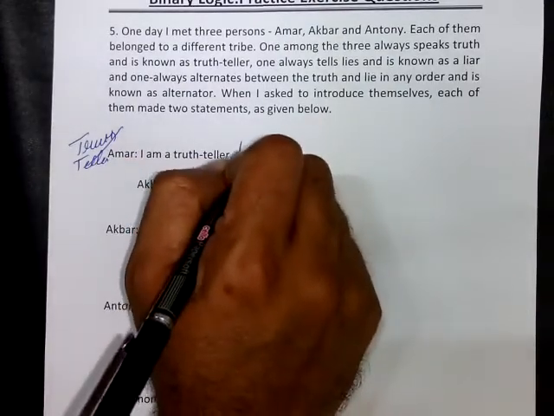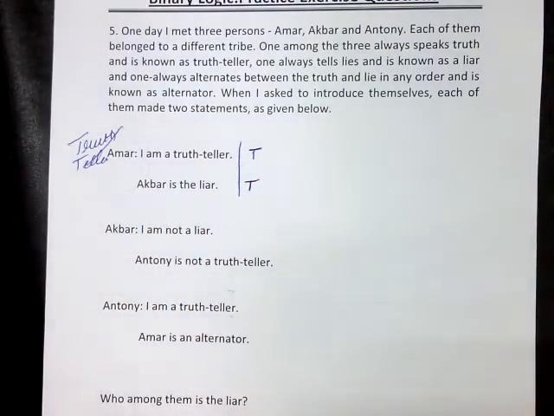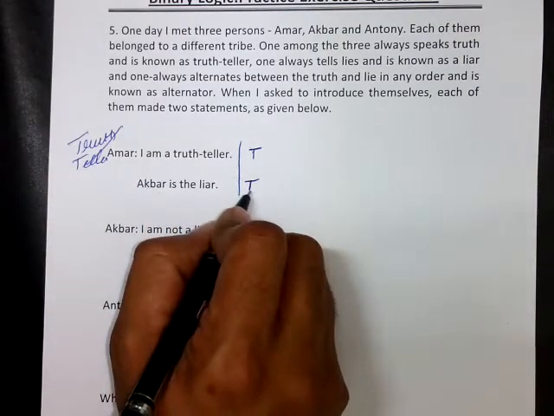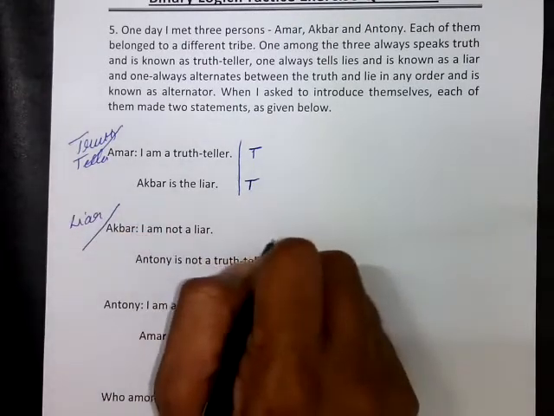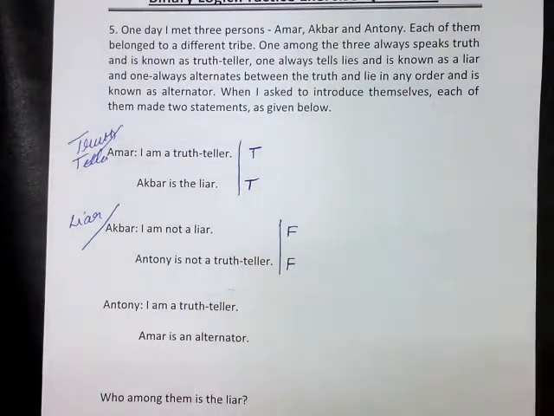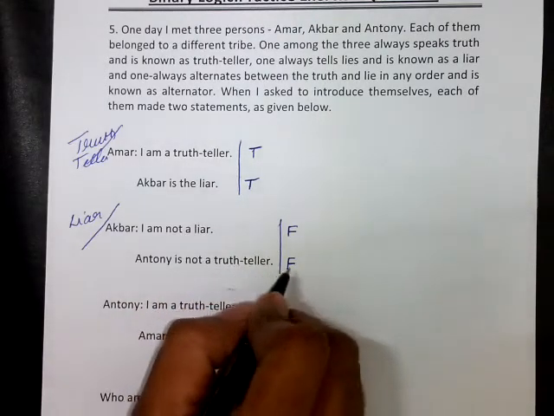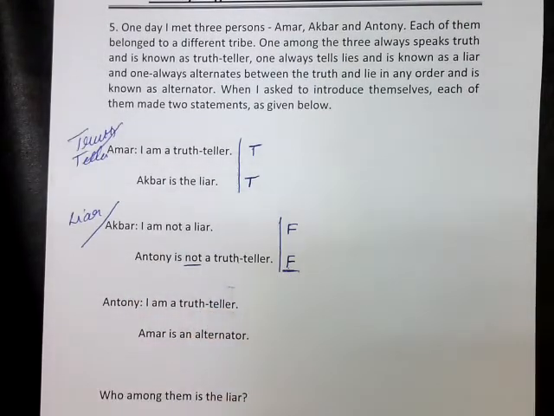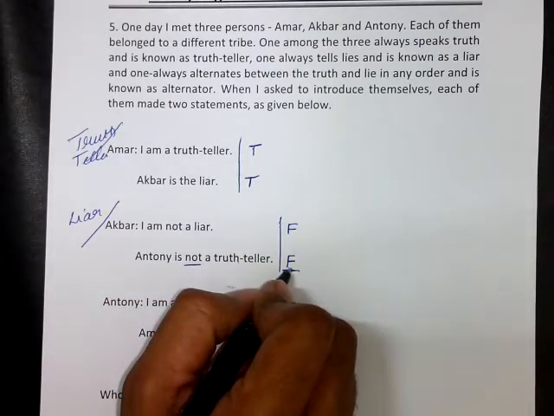Then the first statement is true, the second statement is also true. Based on this assumption, "Akbar is the liar" appears to be true, so Akbar is considered a liar. So his first statement is false and the second statement is also false. "Antony is not a truth teller" is false. Double negation makes it positive. Then Antony becomes a truth teller here.